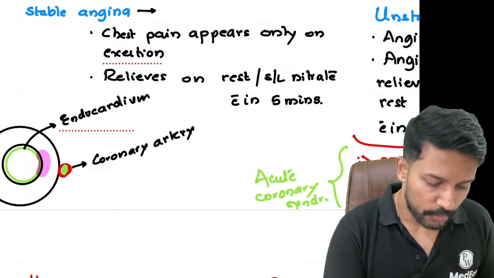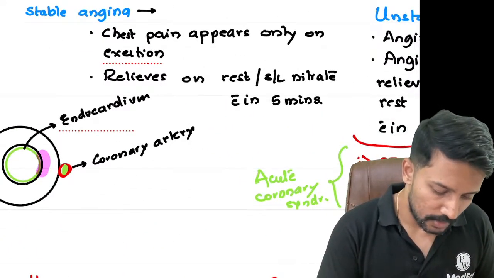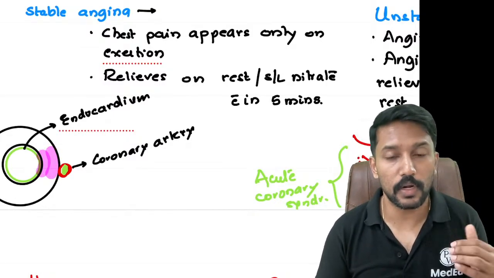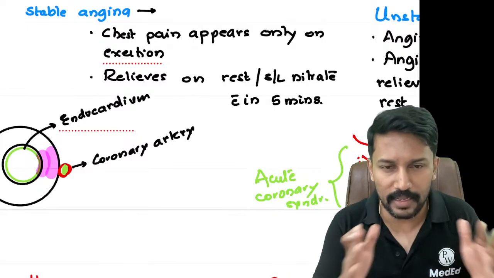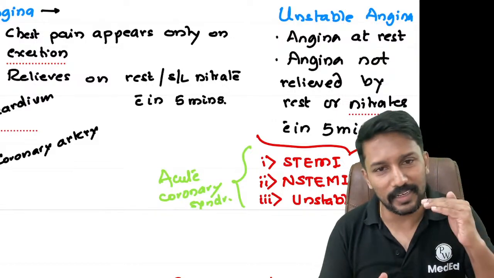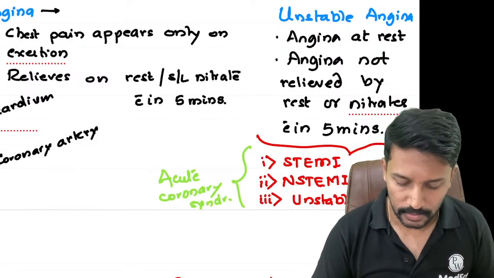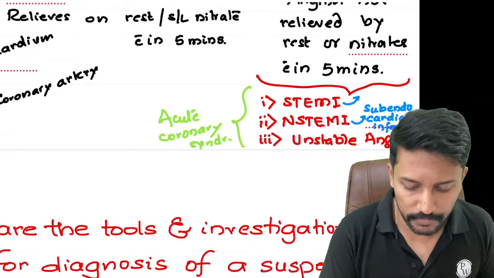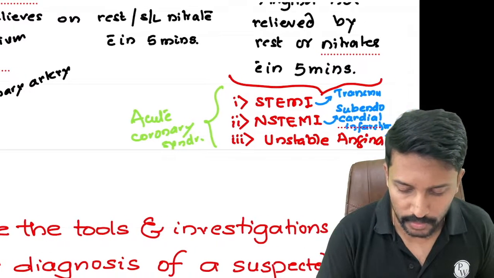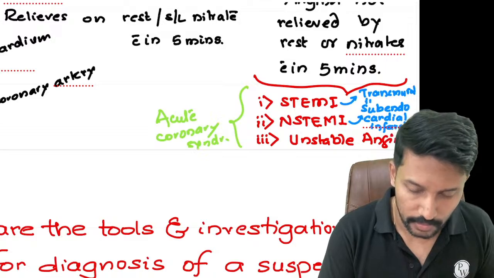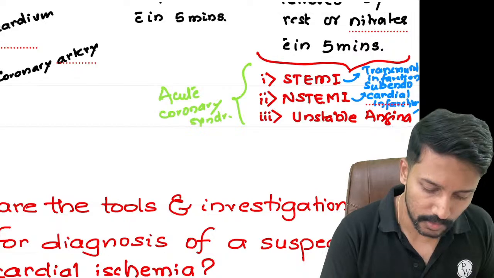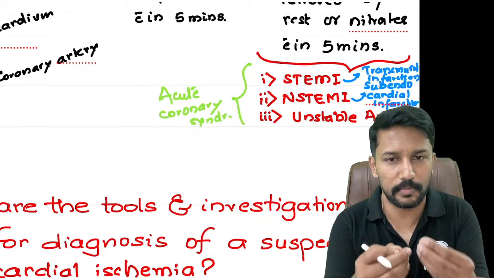If I don't treat it at this point of time, with the passage of time, even the rest of the myocardium will get infarcted. Now the whole thickness of the myocardium is infarcted, and this is what we call transmural infarction. Entire thickness of the myocardium infarcted. Once the transmural infarction happens, ST elevation will be visible on the ECG. So whenever I see ST elevation on the ECG, I know that there is transmural infarction. Whole thickness of the myocardium is infarcted.